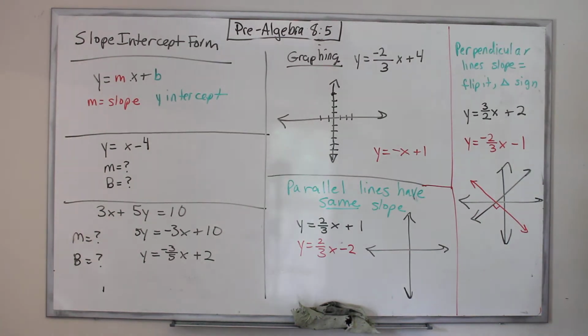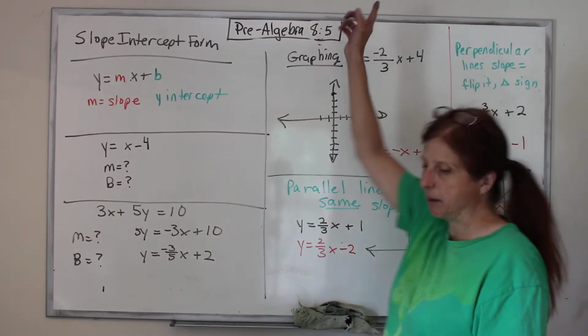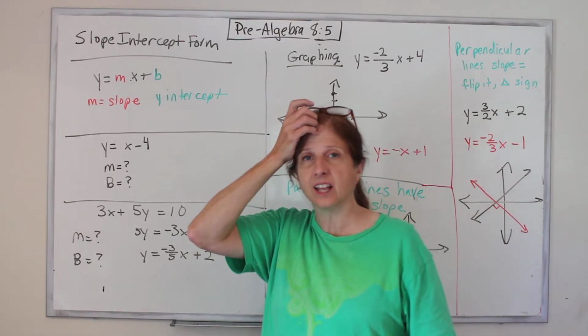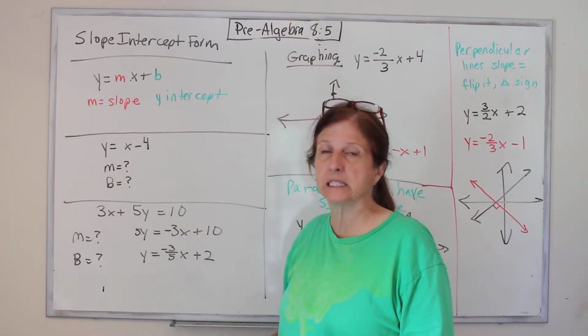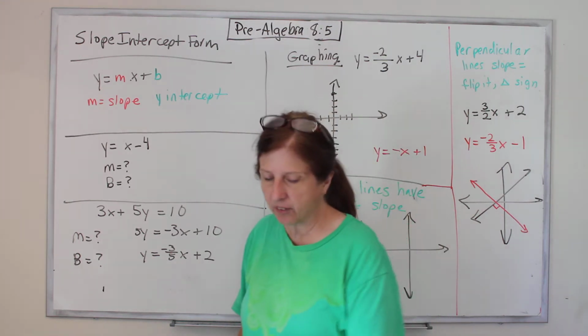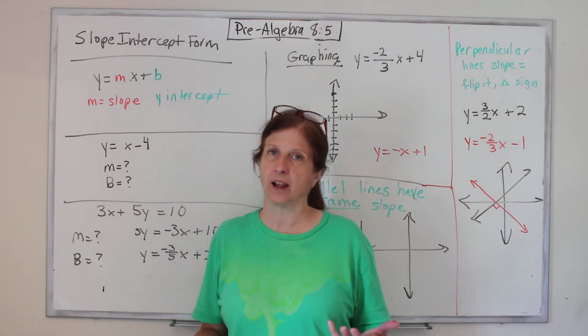Welcome back to Pre-Algebra Chapter 8, Section 5 in this book. We've been talking about graphing lines. We learned about how to do it. We learned how to do it the cheater pants way. We learned about slope. Now there are different ways you can write lines.